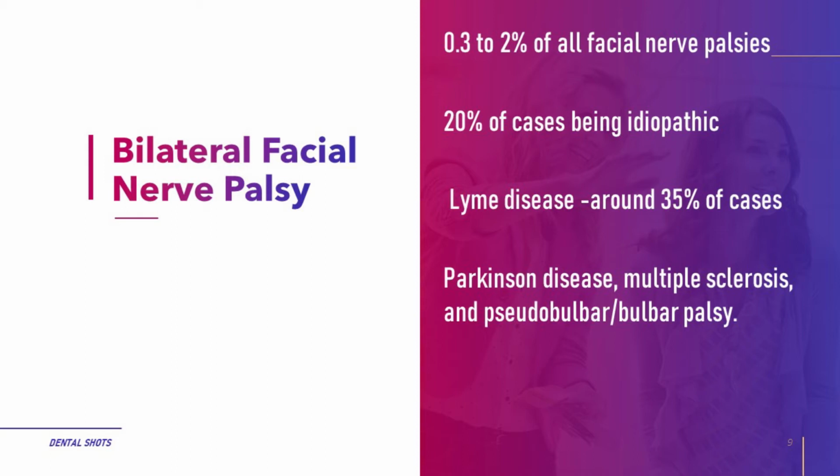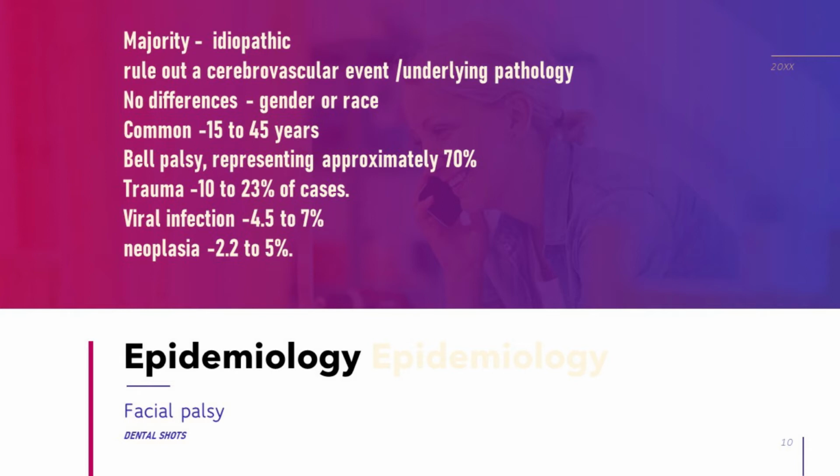Now we are going to see the epidemiology of facial palsy. Most of the cases are idiopathic, and we have to rule out a cerebrovascular event or underlying pathology. There is not much difference between gender and race, and mostly the 15 to 45 years age group is affected. Bell's palsy contributes 70%, trauma 10 to 23%, viral infection 4.5 to 7%, and malignancy 2.2 to 5% of facial palsy.